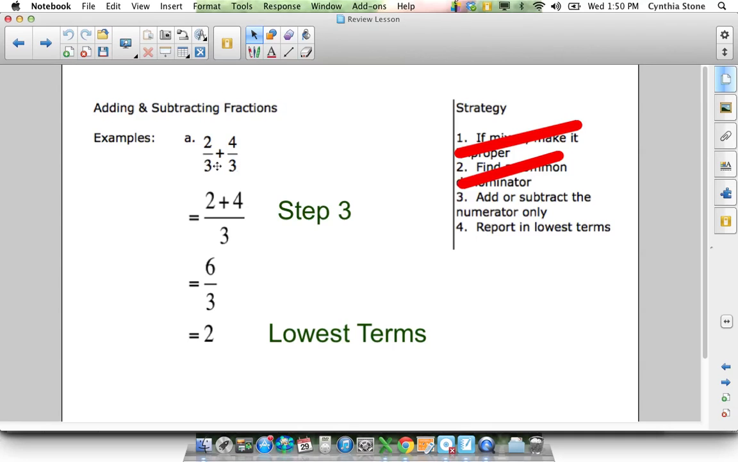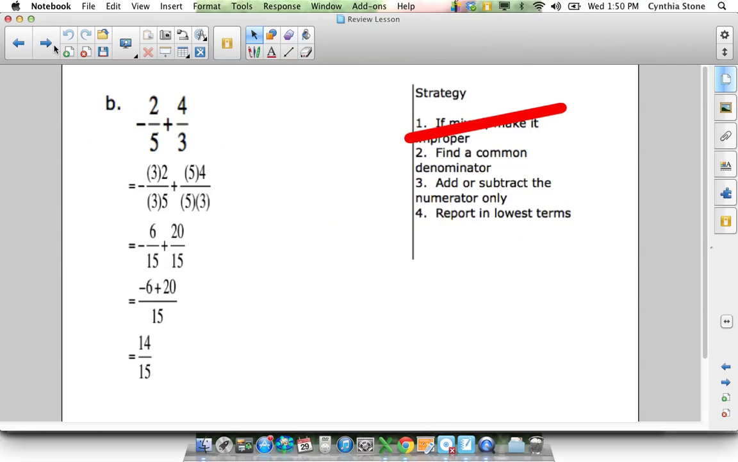So don't forget, my point is just when you're adding or subtracting fractions, you don't add the denominator. You find the lowest common denominator and you keep it. All right, just a little more complicated example.